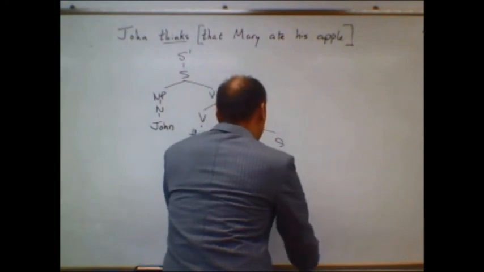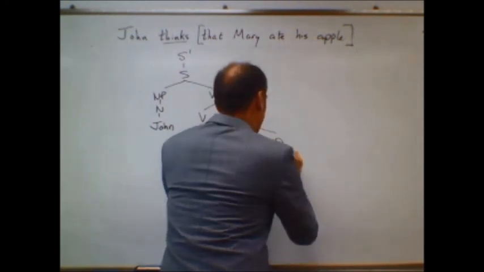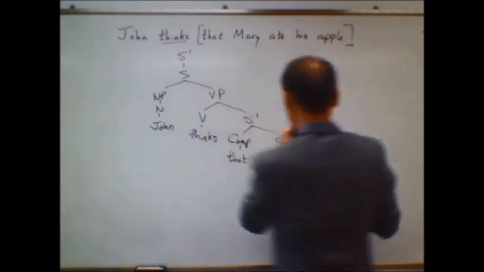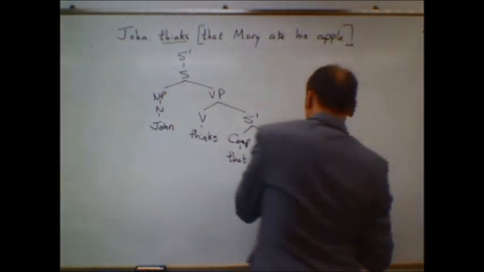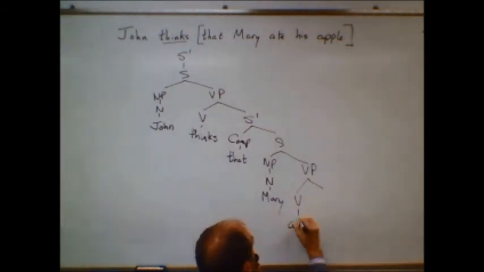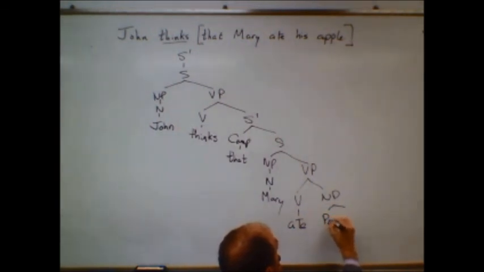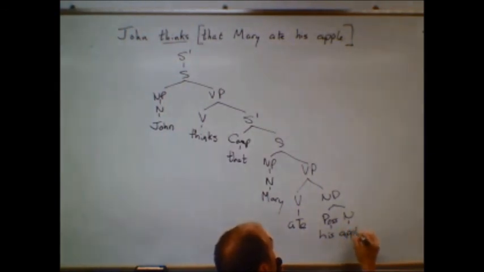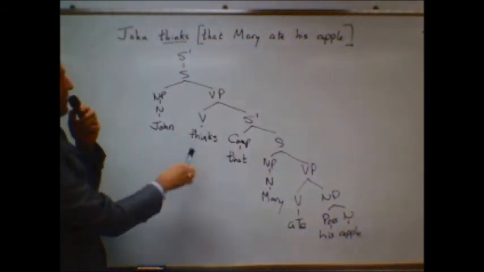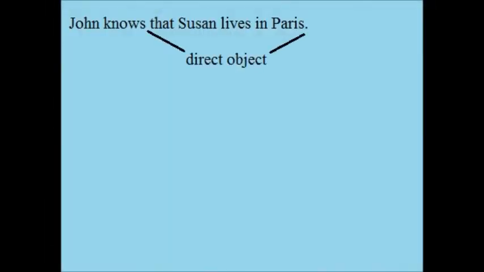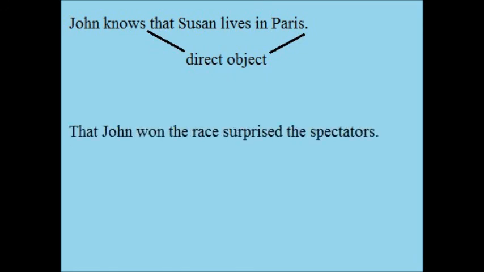Mary ate his apple. So John thinks that Mary ate his apple. So far, we have seen only clauses that function as the direct object. Clauses can also be the subject of a sentence. Here is an example. That John won the race surprised the spectators.